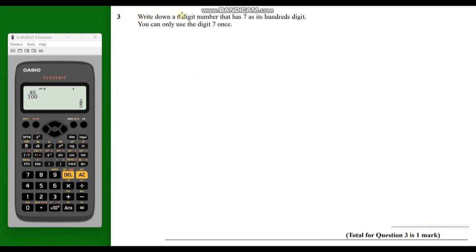Question 3. Write down a 6-digit number that has a 7 in its hundreds digit. You can only use the digit 7 once. Okay, so we're going to write down a number. It's got 6 digits. So let's just do our 6 digits. 1, 2, 3, 4, 5, 6. And it has a 7 in its hundreds digit. So this is the units digit. I'm just going to write U under here. This is the tens digit, and this is the hundreds digit.